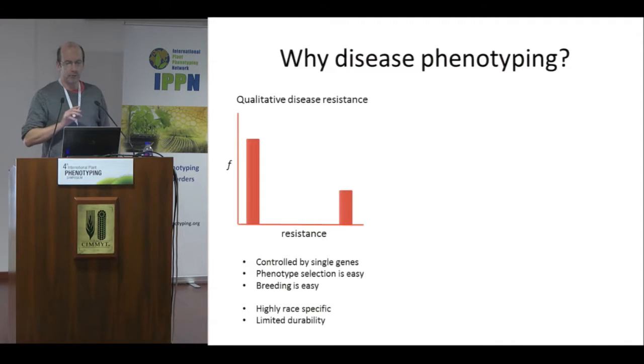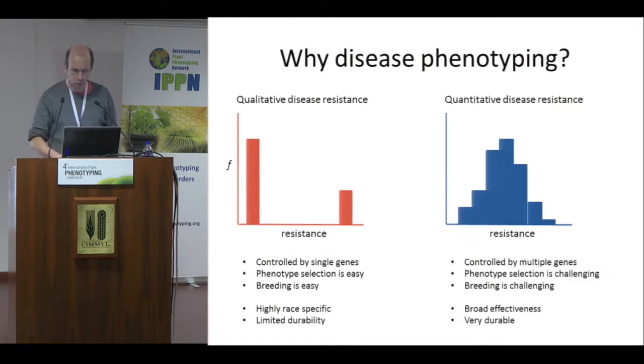So what is our ethos? To really break it down and oversimplify it, a lot of disease breeding has been done on the basis of qualitative disease resistance, which is largely controlled by single genes. You can pyramid them, of course. Phenotype selection is relatively easy. Breeding is relatively easy. But it's highly race-specific, and it has limited durability. But one doesn't want to undersell this. It's been hugely successful. But what we thought is that quantitative disease resistance, which is controlled by multiple genes, where phenotypic selection is challenging and breeding is challenging, has some advantages. That effectively it's going to give you broad effectiveness and hopefully be more durable.